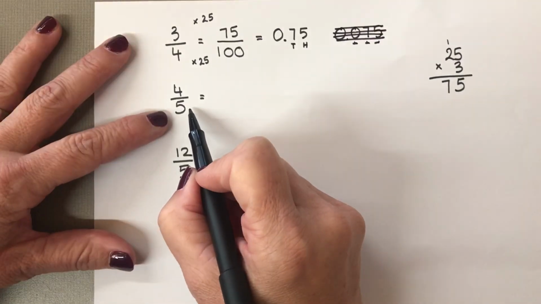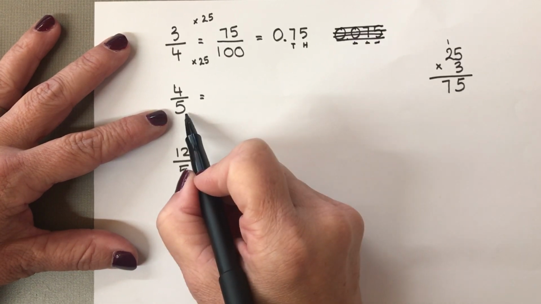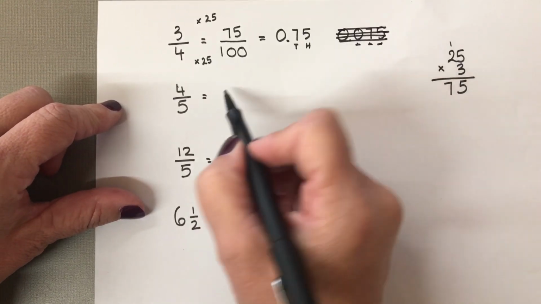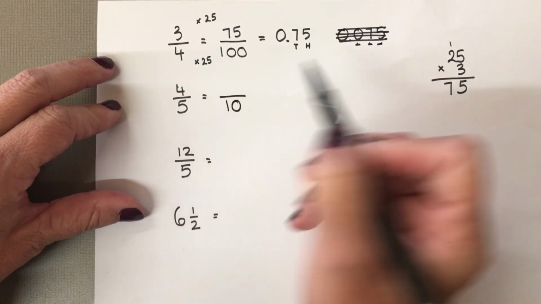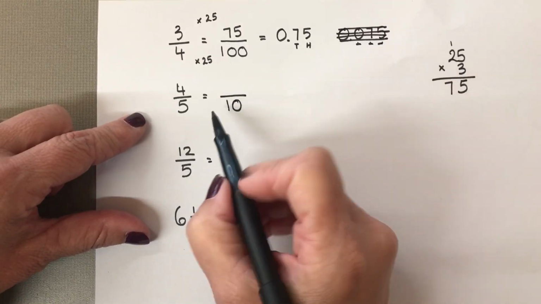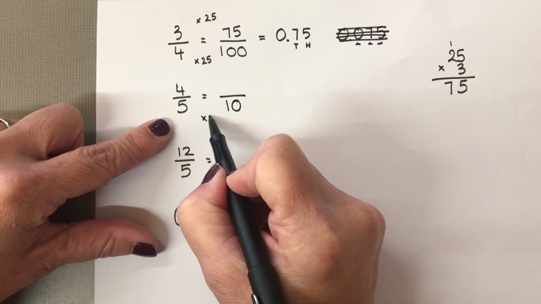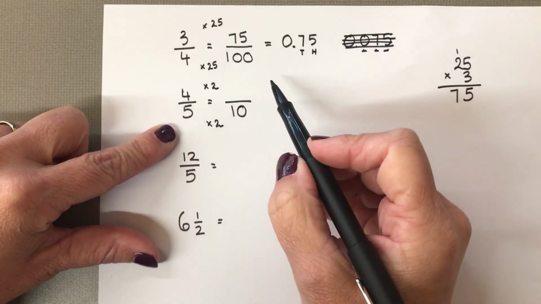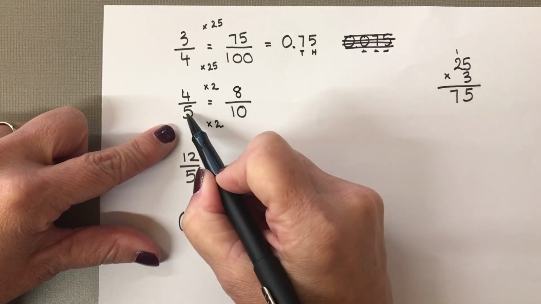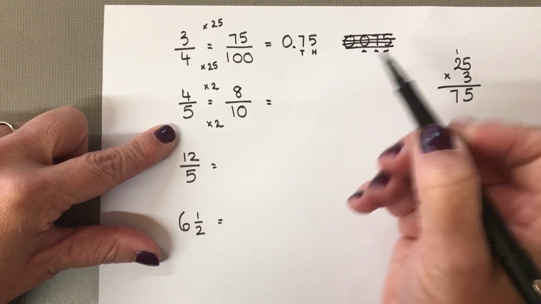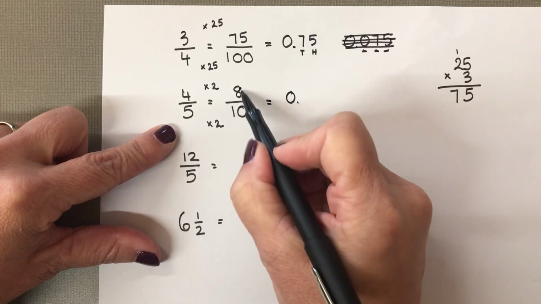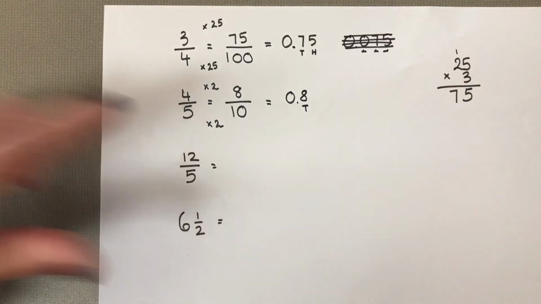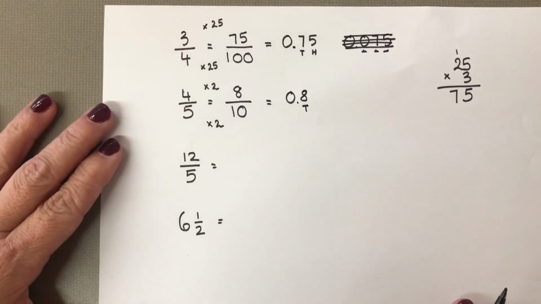Okay, 4/5. Ask yourself, is it easier to make it out of tenths or hundredths? I can only do tenths or hundredths with decimals. Well, in this case, it's actually easier to do it out of tenths. You can do it out of 100, but not necessary. How do you go from 5 to 10? Times 2. So what you do to the bottom, you do to the top. 4 times 2 is 8. So 4/5 is the same as 8/10. I have 0 wholes. And I'm just going to write this as a decimal. Well, it's the tenths, so it's got to be in the tenths place. So that's going to be 0.8. 8/10.